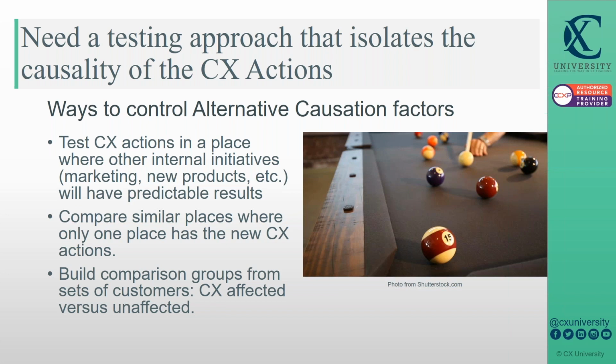The third way to control the factors is to build comparison groups by groups of customers. And then you look at the customers that have been affected by your CX program, compare those to the unaffected, and can see the benefit from those. So these are the three different approaches and the rationale behind them. Now let me talk about each of the approaches in turn.